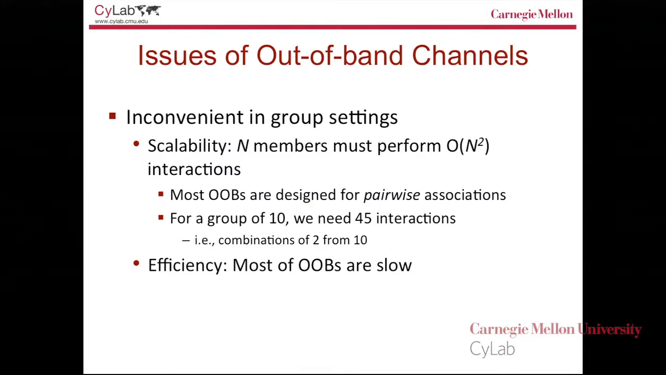You might think that's all great, but there are still issues. Our goal is to provide a nice way for people to exchange public keys in a group setting. So this is a little inconvenient since most of these connections are pairwise, and it doesn't scale. N number of members have to perform order of n squared interactions. For a group of 10, that's 45 separate interactions.